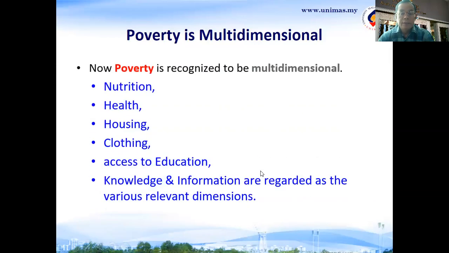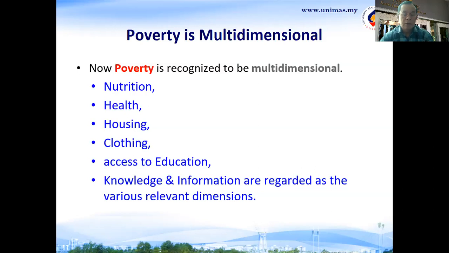So poverty is multidimensional, right? It's not just about money alone. It's not just about food on the table. So now people are looking at other dimensions of poverty, and that includes nutrition. Not just food, but also the quality of food, nutritional intake, and so on. The second one is health, whether you're healthy or not, and so on. That is also taken into account. And also housing is another dimension that people look at when they measure poverty.